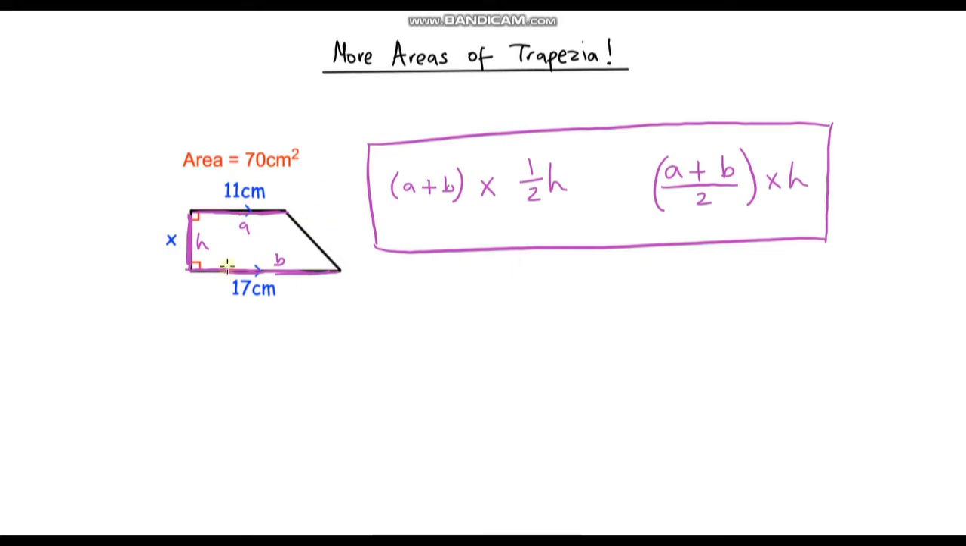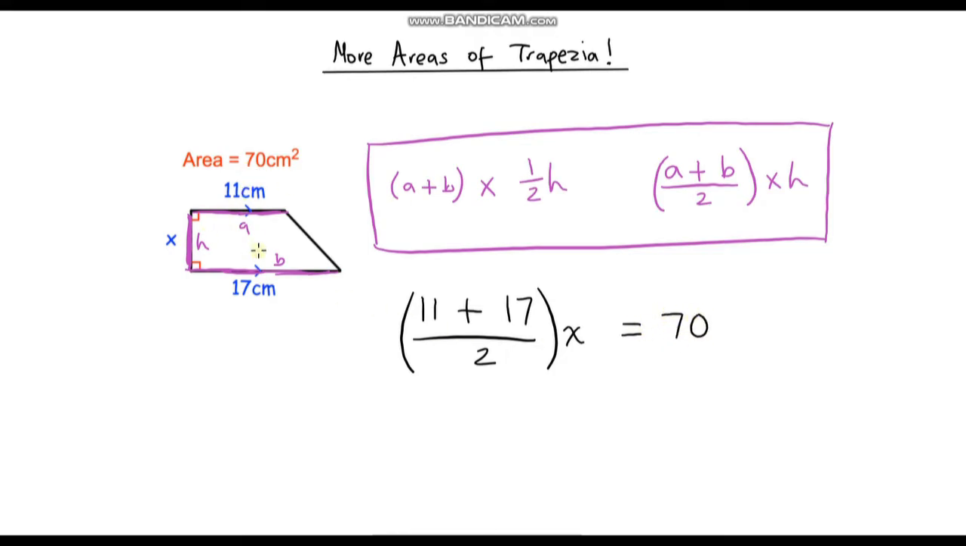So what we've got here is a trapezium, but we're told what the area is, and we need to calculate the height. So we're going to have to work backwards to calculate the missing height, which is x. So the first thing I'm going to do is add the parallel sides together. So I'm going to do 11 plus 17, and then divide by 2. And then I know that if I multiply that by our height, that gives us our area. So I'm going to multiply that by x, and that equals our area, which is 70.